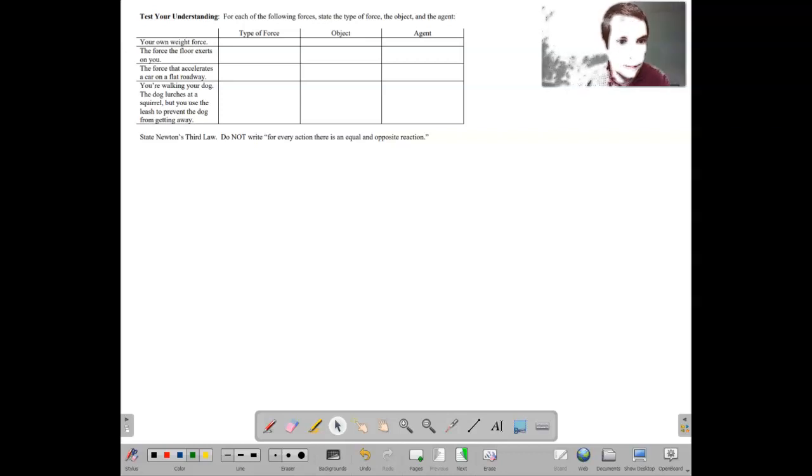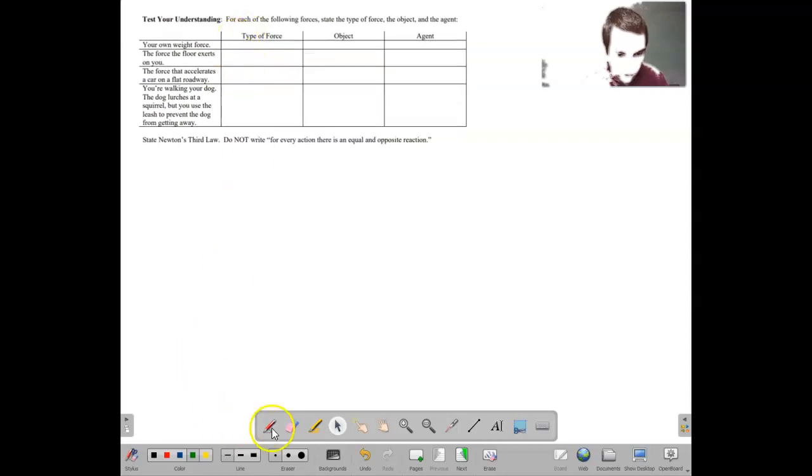Alright, here we go with some test your understanding. For each of the following forces, state the type of force, the object, and the agent. So the first thing we're going to look at is your own weight force. So we know that's a weight force.